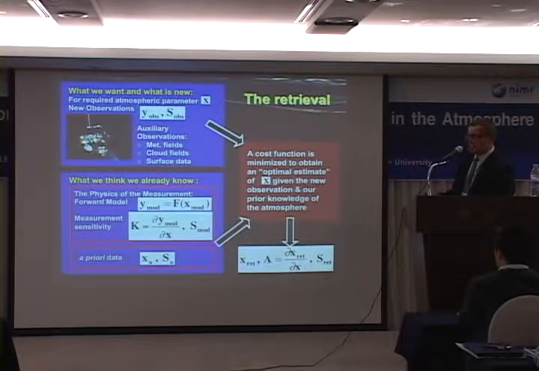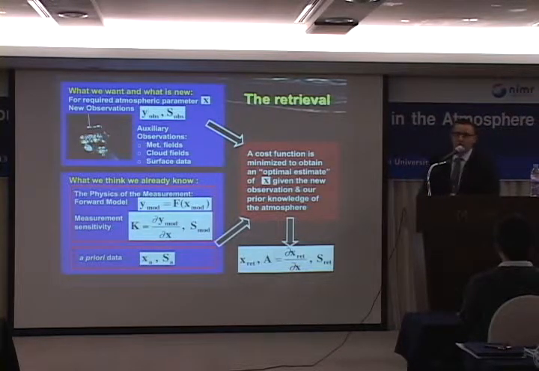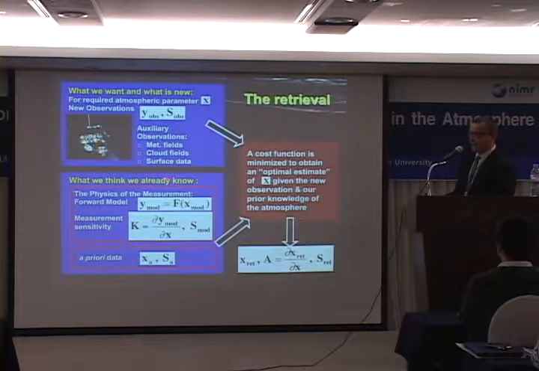Now, it so happens, and if you were at Dr. Jean-Lou's talk this morning, he explained in detail why this on its own is not sufficient in order to be able to do a retrieval. It's an under-constrained problem. There are many, many solutions to coming up with what the value of x is given these values here. So we have to add in a little bit of information to constrain the solution. So we add in what we think we already know about the atmosphere.